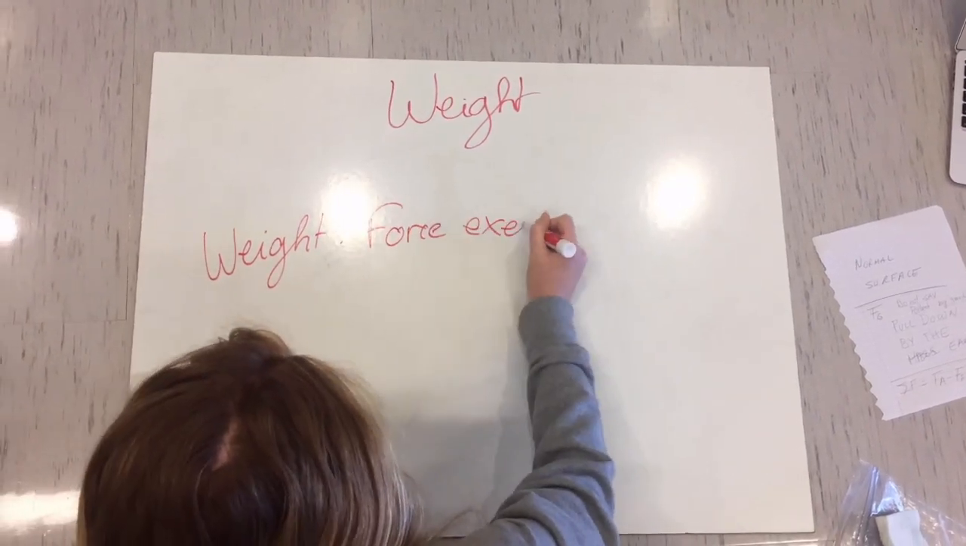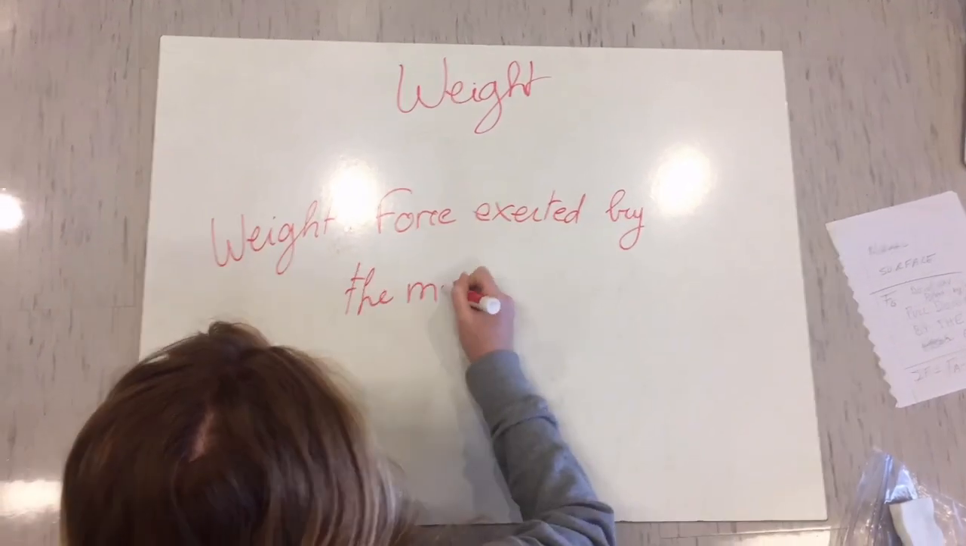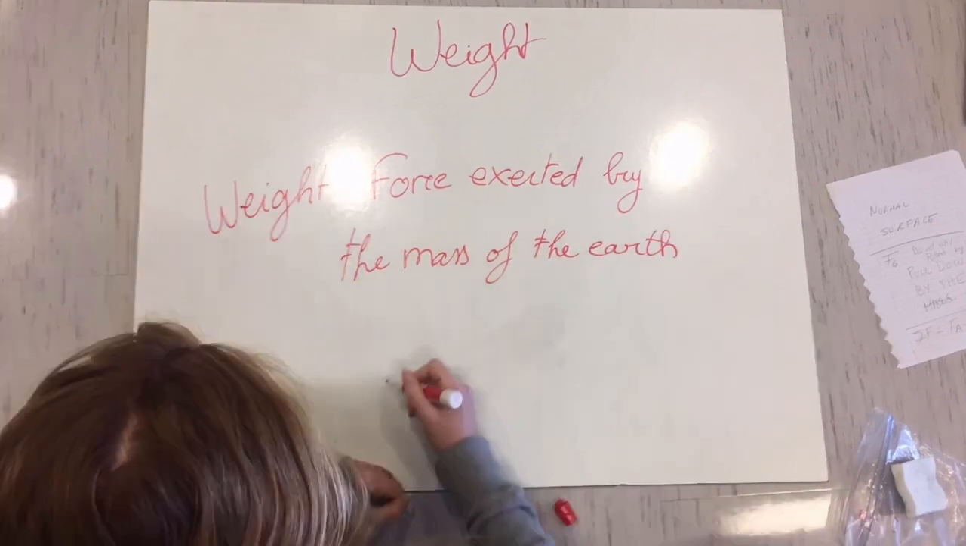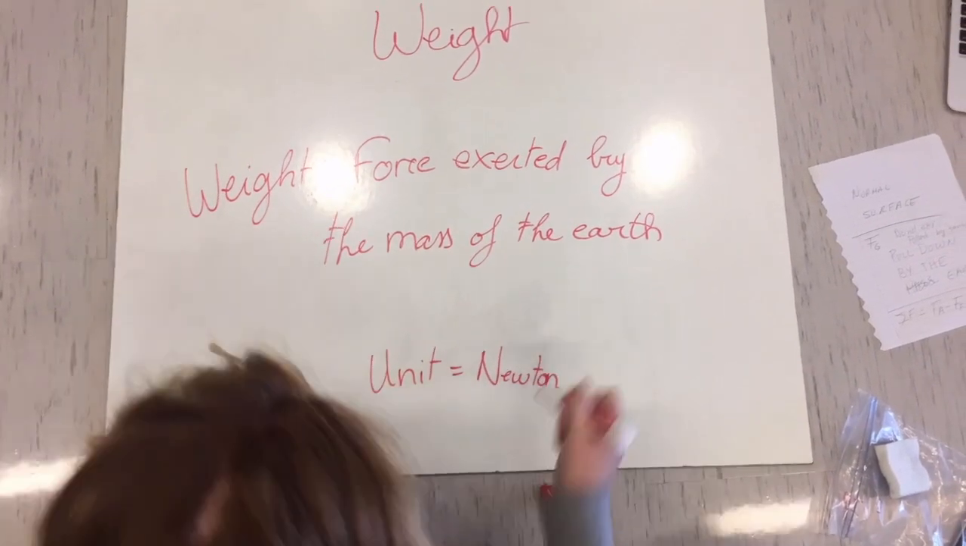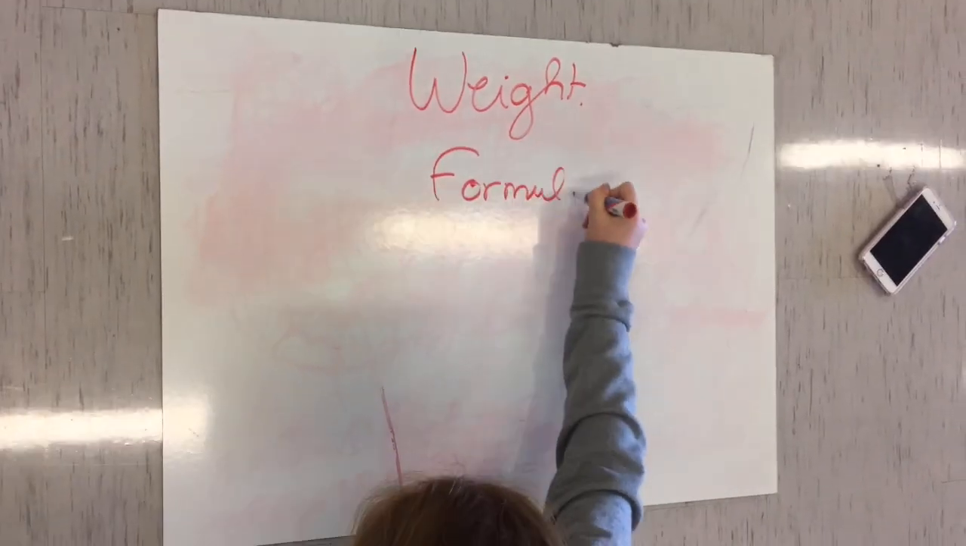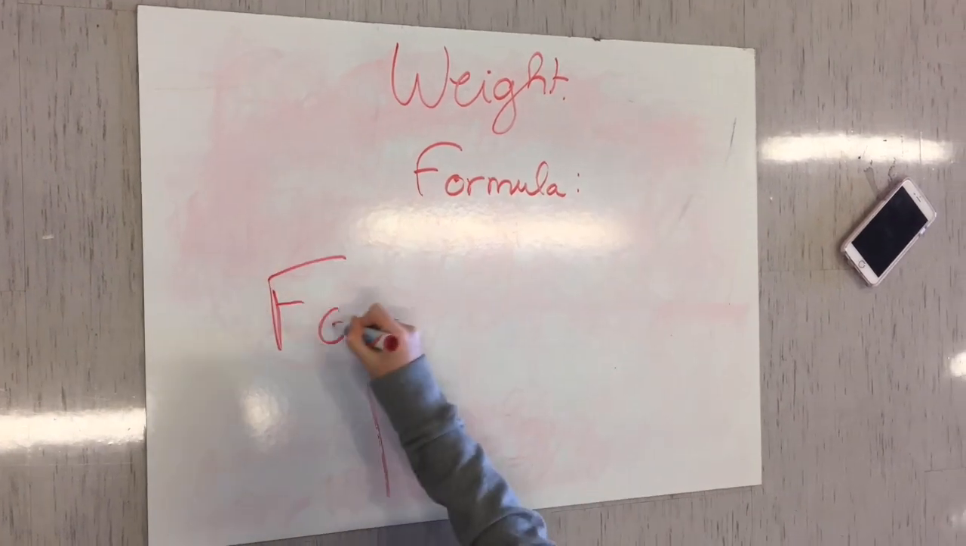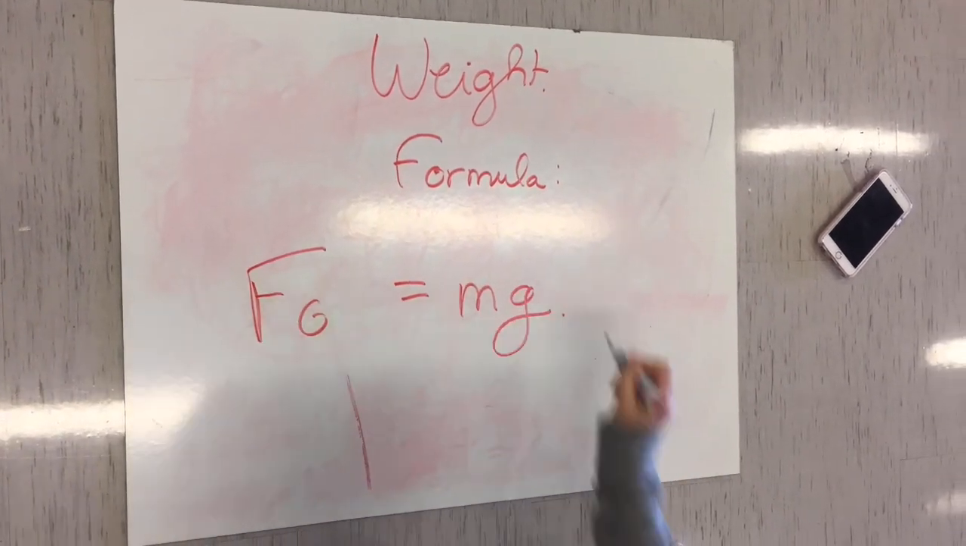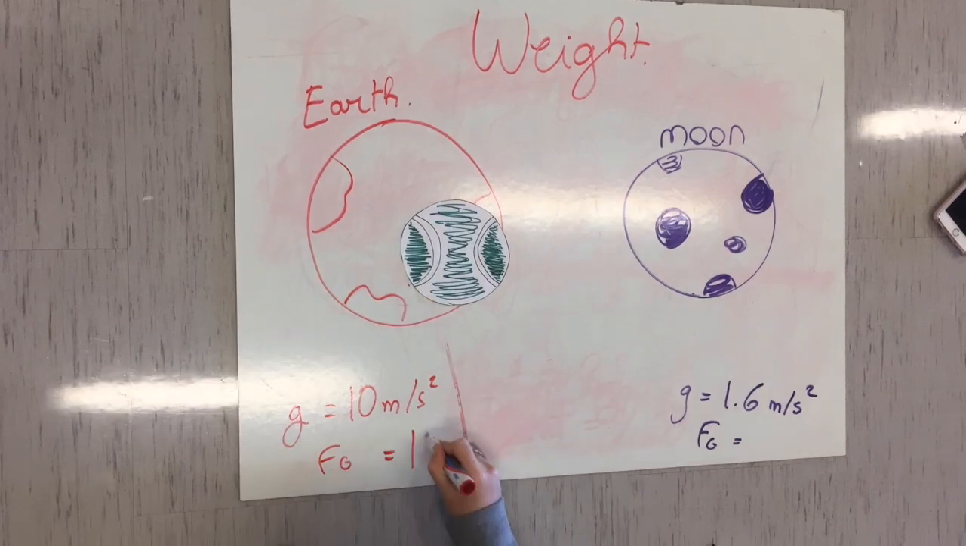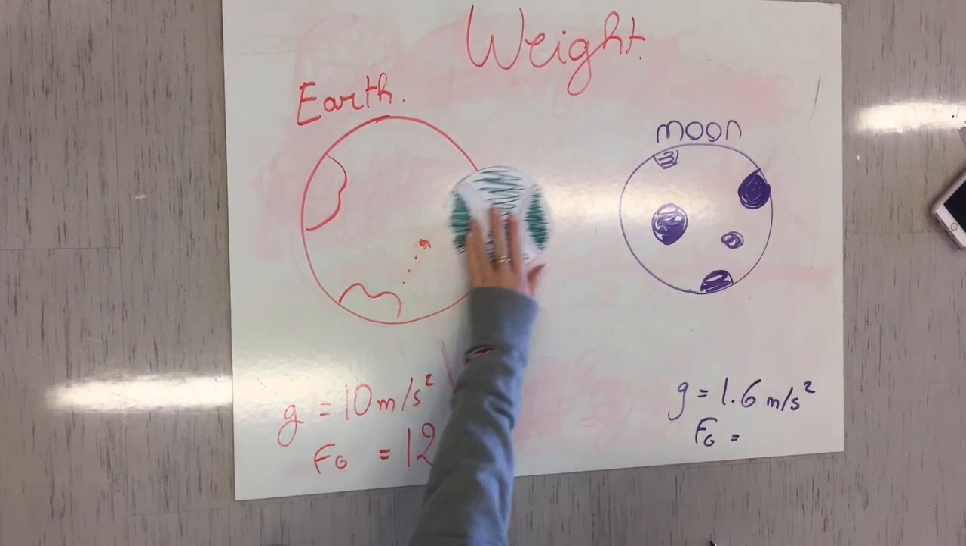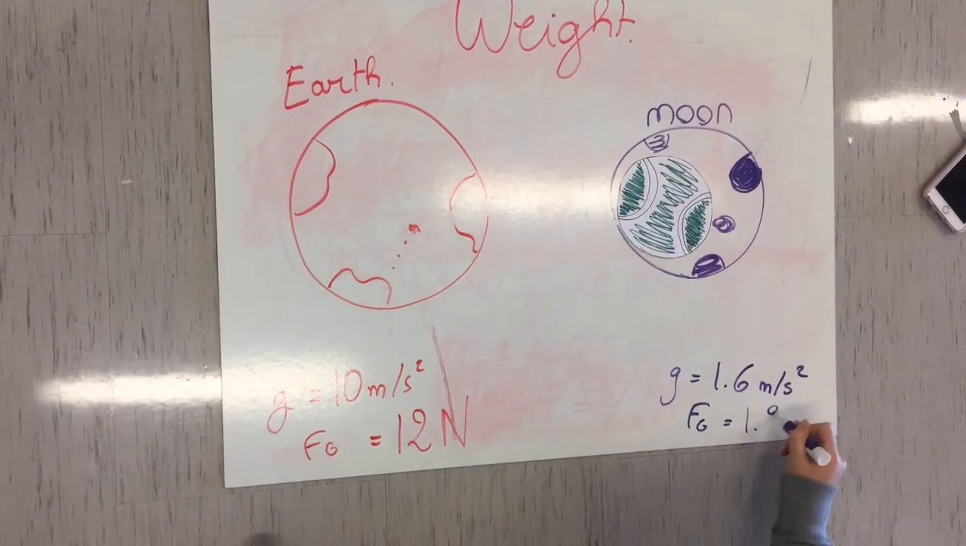Weight is the force exerted by the mass of the Earth. The unit is newtons. If the tennis ball was 12 newtons on Earth, it would be different on the moon due to the difference in gravity.